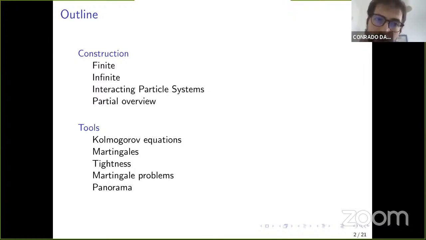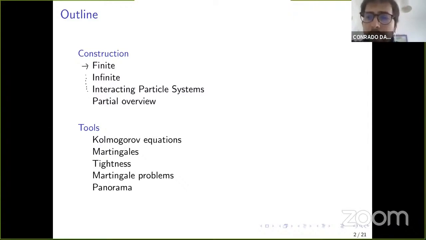The first one is the construction in the finite case. Our focus here will be on the finite case, but I want to say a few words about the infinite case and in particular interacting particle systems. And I want to conclude this first part with an overview that, even though it's incomplete, so it's a partial overview, I think it's helpful to look at it to get a sense of what type of questions we're interested in asking and where we're going. So that's the goal of the first part.